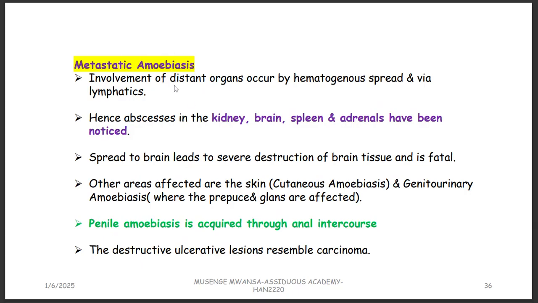Metastatic amoebiasis, metastatic just means going to distant organs which are very far from where the infection had started, for example to the kidney, to the brain, to the spleen, to the adrenals. This can all be seen. There can also be cutaneous amoebiasis, also penile amoebiasis if there is anal intercourse, because the Entamoeba histolytica is part of the GIT.